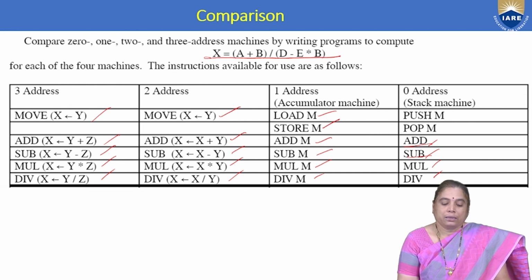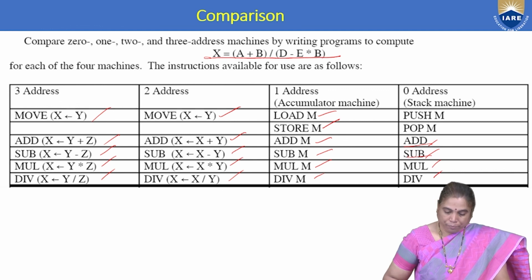They can be fetched in one step, and the execution speed can be increased in case of three address instructions. But the disadvantage of three address instructions is that complicated circuitry is needed for specifying the CPU registers. So this is the comparison between zero address, one address, two address, and three address instruction formats.